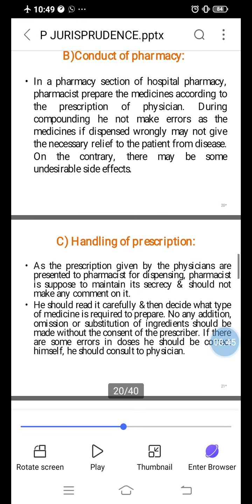Okay, it is for today's lecture. Next lecture we will see the remaining part of the Code of Pharmaceutical Ethics.